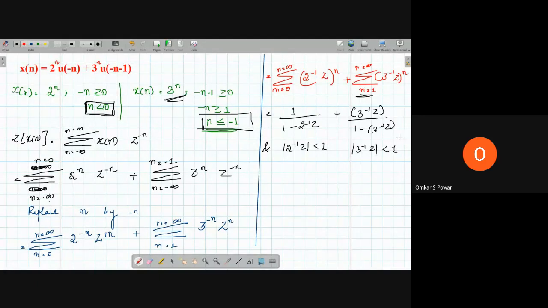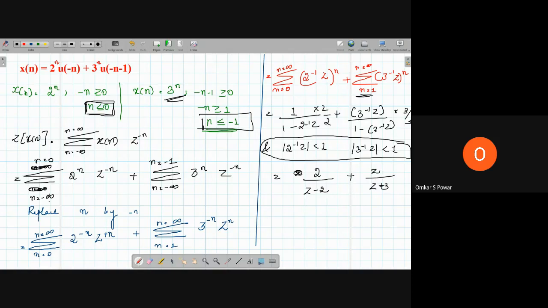So first we'll keep this aside. When ROC comes, we will see. We'll simplify this one. So multiply and divide by z. So multiply and divide by 2 here for the first term, and for the second term, since it is 3 inverse, multiply and divide by 3. So what we will get? 2 by z minus 2 plus z by z minus 3.